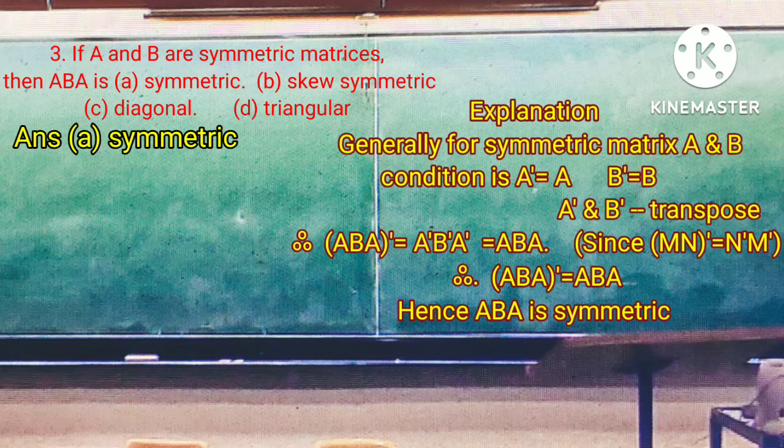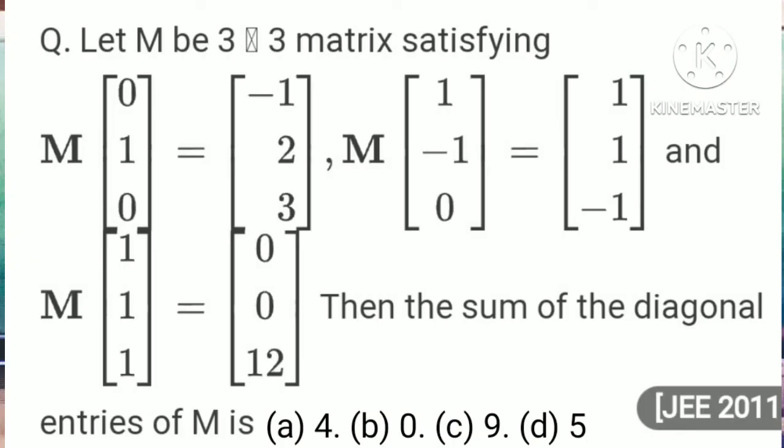A transpose equal to A is the condition for A symmetric matrix, and B dash is equal to B. Therefore (ABA) whole dash is equal to A dash B dash A dash, according to the condition (MN) whole transpose equal to N transpose M transpose. By using that condition, we get (ABA) whole dash equal to A dash B dash A dash, that's equal to ABA. Therefore it is symmetric.